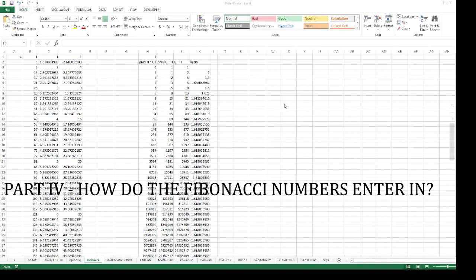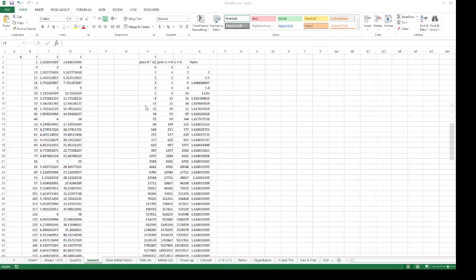The final thing I want to look at is the Fibonacci numbers and how the pattern of numbers that we've been looking at are related to the Fibonacci numbers.